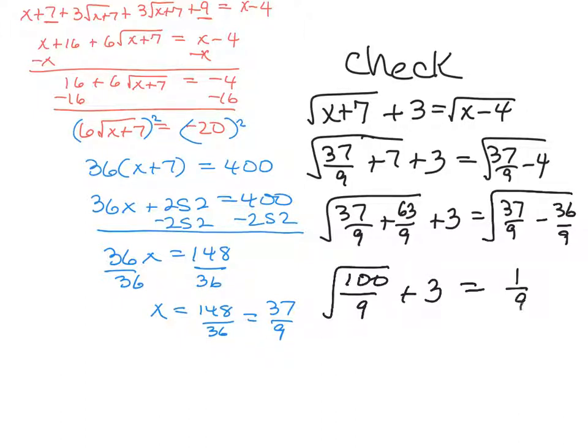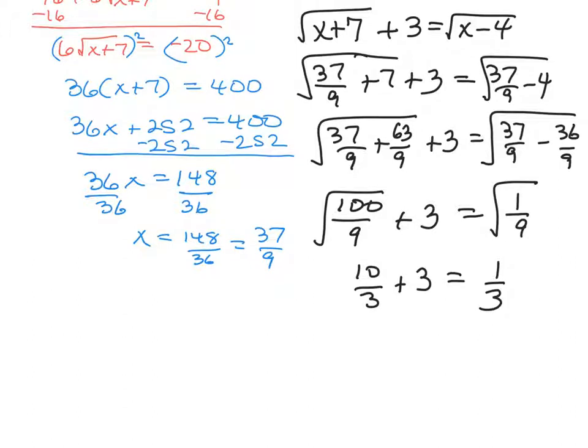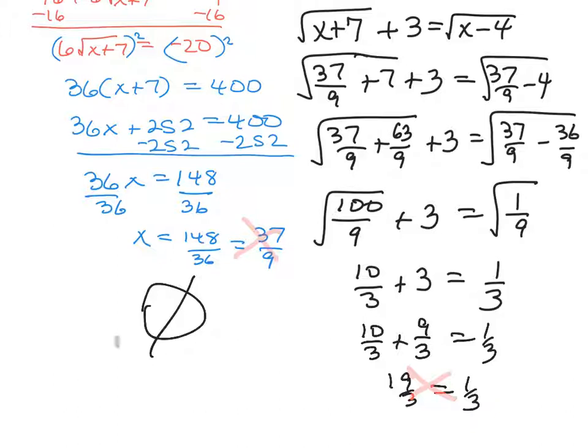Over here, I get 1 over 9. I can square root and get 10 over 3 plus 3, and then here get 1/3. I can already see that they're not going to be equivalent. I could change the 3 to have a common denominator, make it 9 over 3. So I get 19 over 3, which does not equal 1/3. So that answer does not work. It was my only solution to try. So the answer to this question is no solution, because the only solution I came up with does not work.